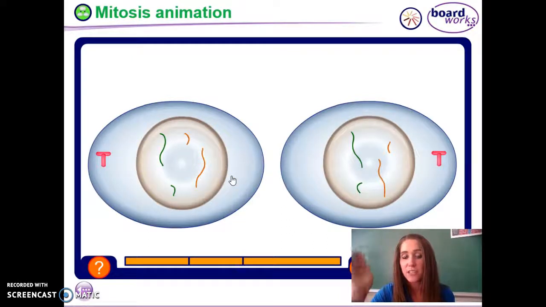So 2 cells that are exactly the same DNA. So again, if we lose a cell, we want to replace it with an exact copy. And that's mitosis. Okay, so make sure you know that.